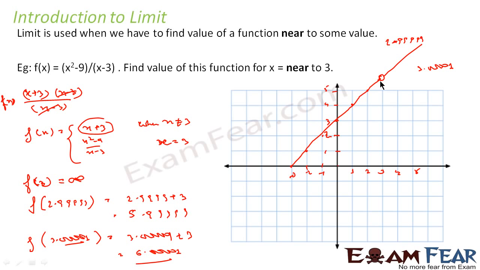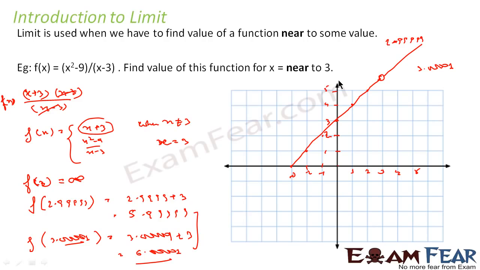So the value of this function very near to 3 is different from the value of the function at 3. Both are different. The value of the function very near to 3 is either 5.99999 or 6.00001, or we can say it is almost equal to 6. But the value of the function at 3 is undefined. So there is a difference between f(3) and f near 3, that is f(2.9999) and f(3.00001).